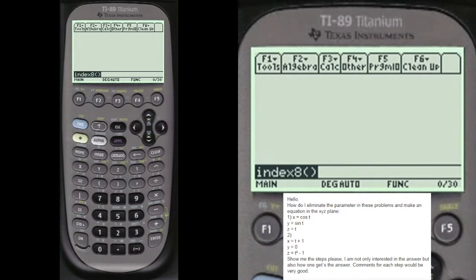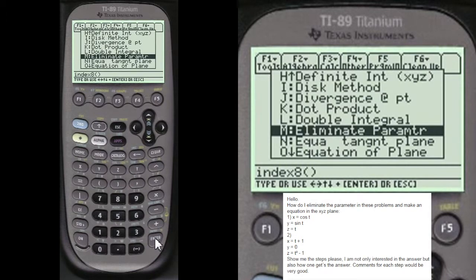We're going to eliminate the parameter today in calculus, generally calculus 3, XYZ, but also calculus 2, XY. So let's do it. Index 8 to get to my menu. I'm already at eliminate parameter from the menu.